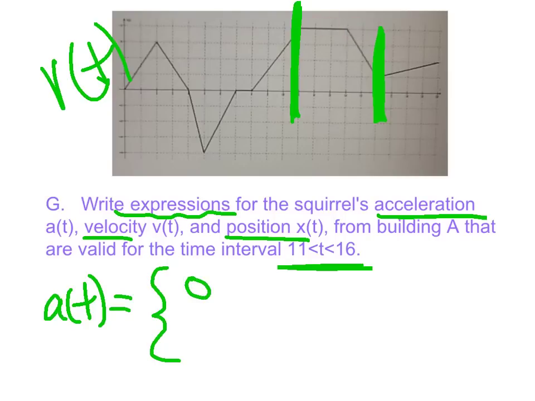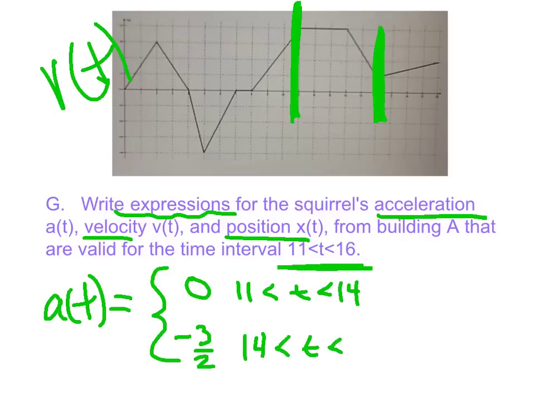from 11 is less than t is less than 14. Okay, so I'm describing when it has a slope of 0. And then second, I'm going to describe the slope here. And again, I'm just going to count my rise over run. I'm going to start at this point and end at this point. Definitely is negative. Negative 3 over 2. So I'm going to say I'm going to have a slope of negative 3 halves between 14 and 16.